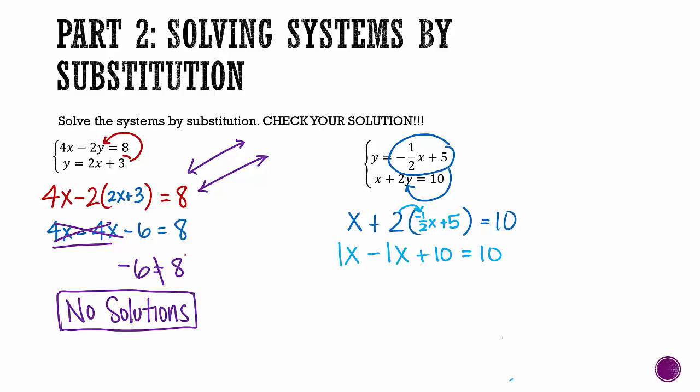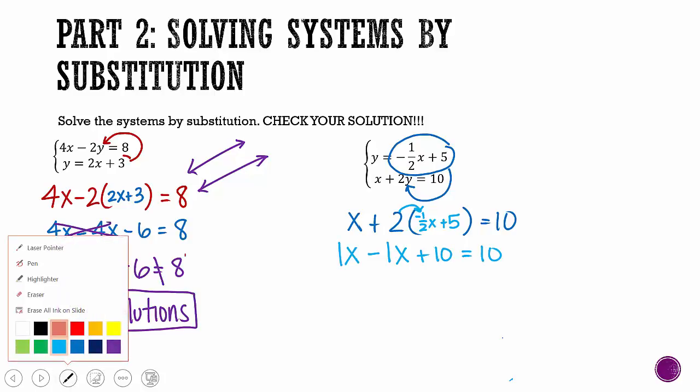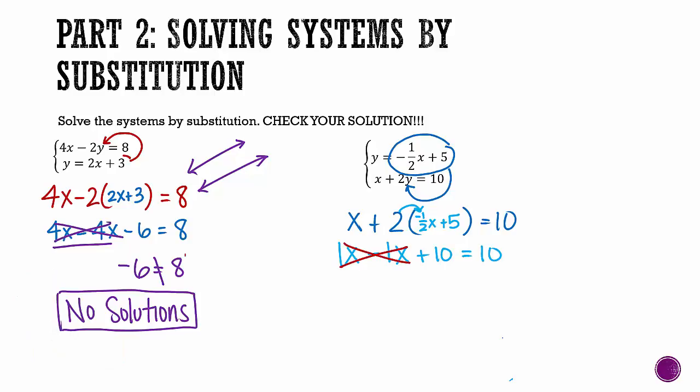Remember, this has a 1 out front of it too, so if you have 1x minus 1x, just like before, these cancel each other out, but this time I end up with 10 equals 10, which is a very true statement, and because of this, that means I have infinitely many solutions.